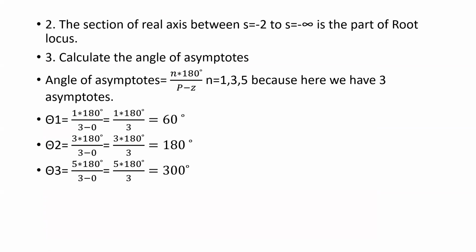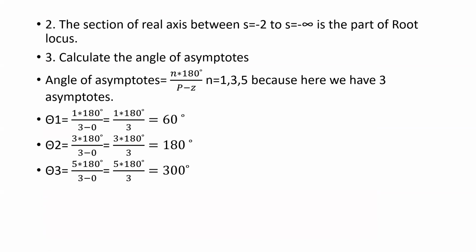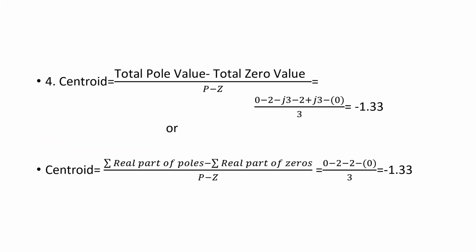Then asymptotes. We don't have a 0 here, so all the root locus that starts from the poles will have to converge at a 0 which is at infinity. So all of them have to be guided. So 3 asymptotes. Based on the equation, we have to calculate the three asymptotes, the 60, 180 and 300 degree. Then calculate the centroid using this formula.